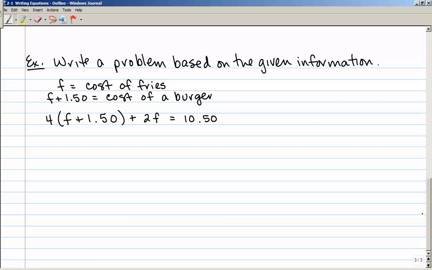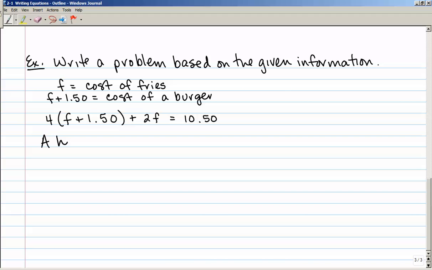And our last example here says write a problem based on the given information. So here I have f is equal to the cost of fries, and f plus 1.50 is equal to the cost of a burger. Then I'm given an equation: 4 times the quantity f plus 1.50, plus 2f is equal to 10.50. And of course, we're talking about money here. So I need to make up a word problem, since they've given me the information. So let's take a look at what we're given here. So f is what fries cost, and it looks like a hamburger costs $1.50 more than fries. So let's start by saying that.